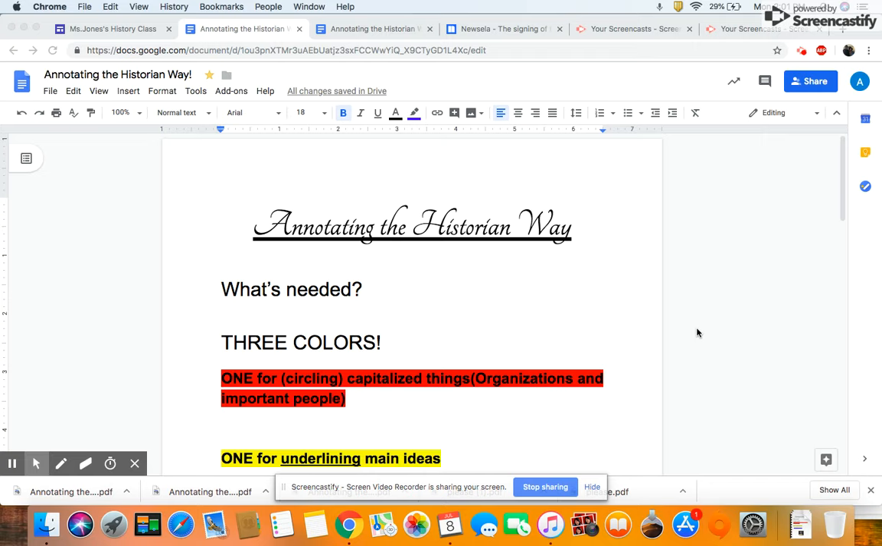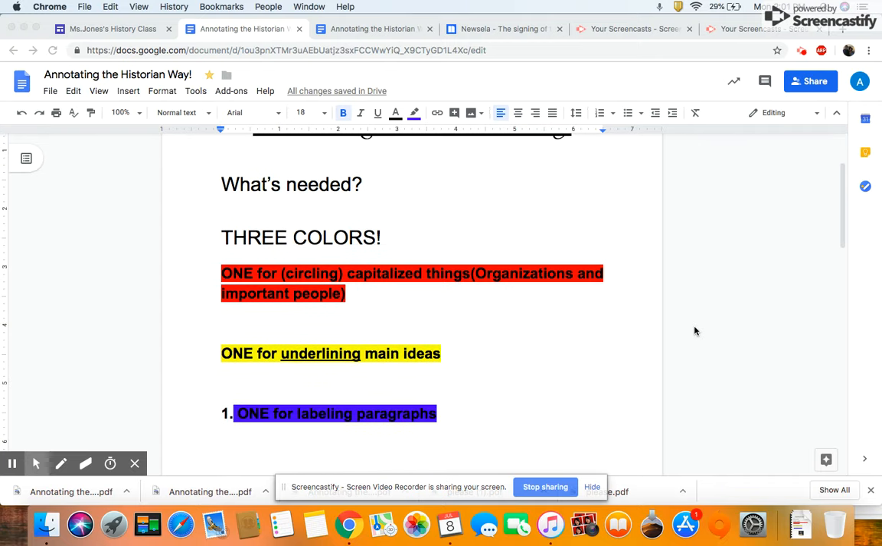Hello, this is an example of annotating the historian way. What's needed to annotate the historian way? You need three different colors, one for labeling paragraphs, one for underlining main ideas, and one for circling capitalized information.